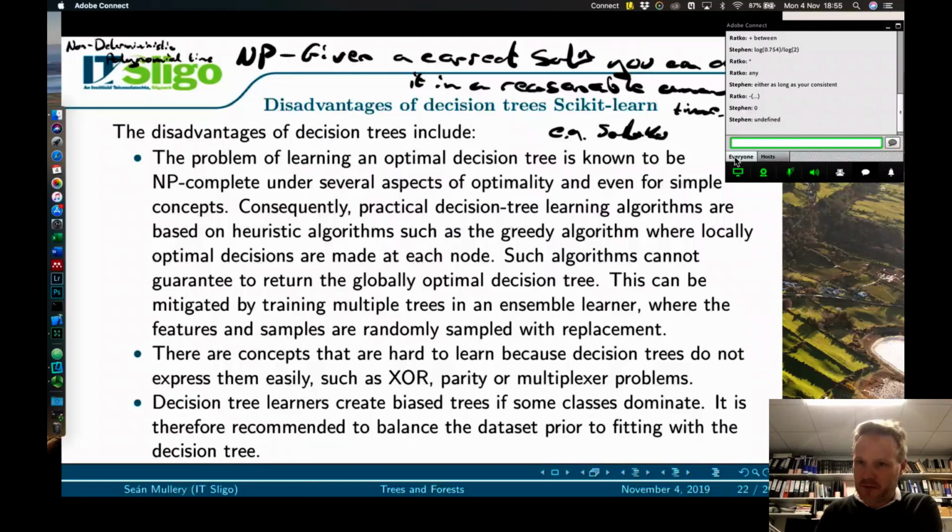NP complete problems are a subset of that, where once again we don't know if we can solve them quickly or not. But if we solve any one of these quickly by a fast mechanism, we then have a mechanism to solve them all. So they fall into a particular set for that.